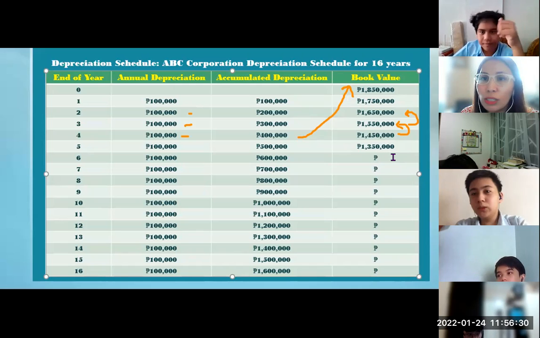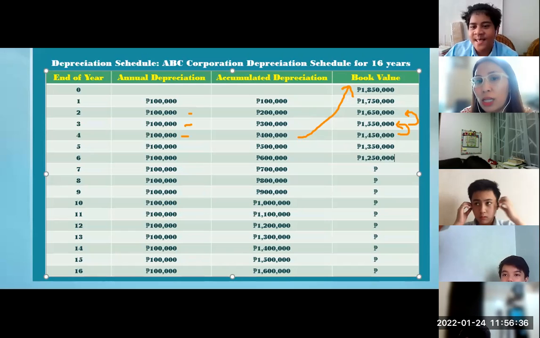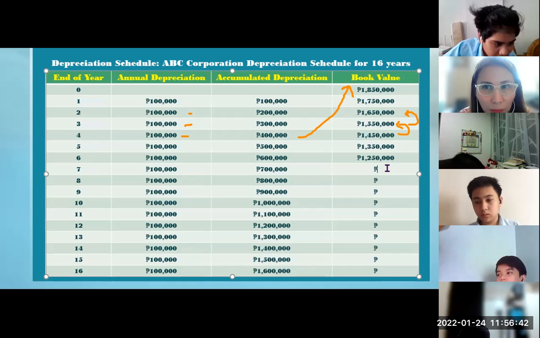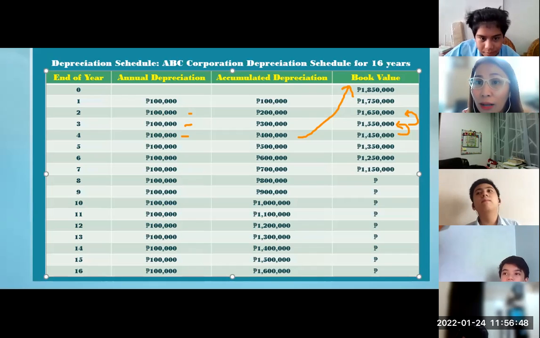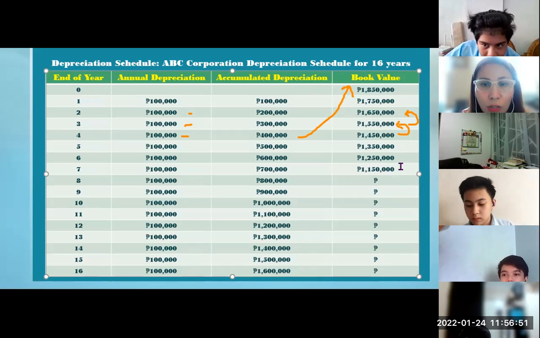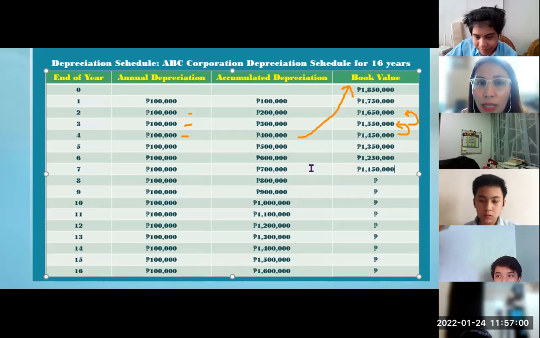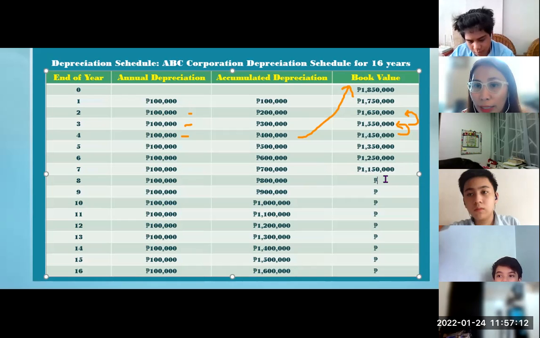1,250,000. Yes, correct. Magre-reduce lang tayo ng 100,000 and that is 1,250,000 pesos na lang. Next, Mr. Charles, sige po. What's our seventh year? 1,150,000. And then you got this from what? Reducing po, reducing yung ating accumulated depreciation sa total cost po. Okay, correct. By reducing the accumulated depreciation from the total cost or the original or initial amount na 1,850,000 pesos. Correct.